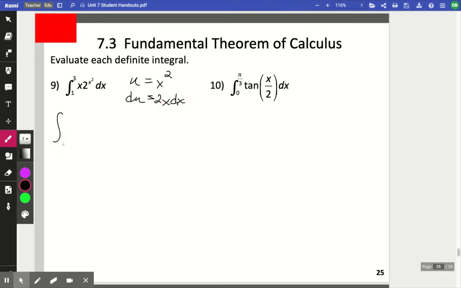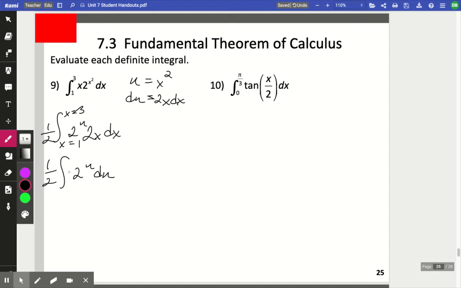So I'm going to have the integral from x equals 1 to x equals 3 of 2 to the u, and then I have the x dx. So now remember, I needed a 2 with the x dx, so I need a divided by 2 on the outside. So I have 1/2 integral of 2 to the u du.